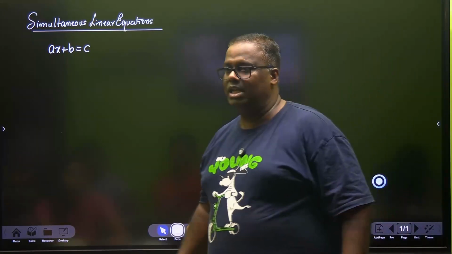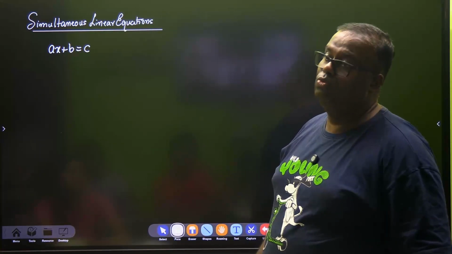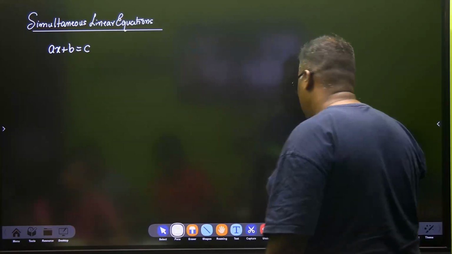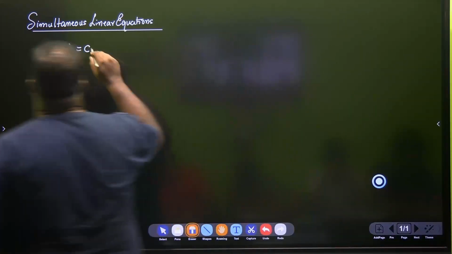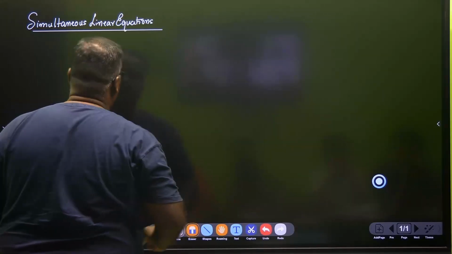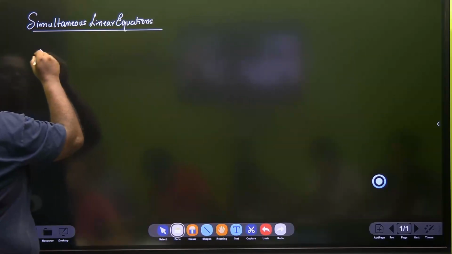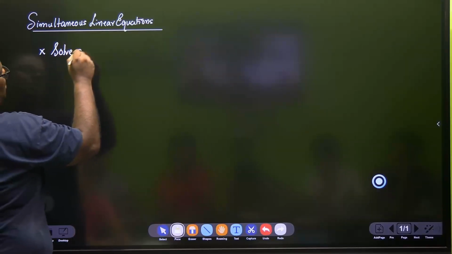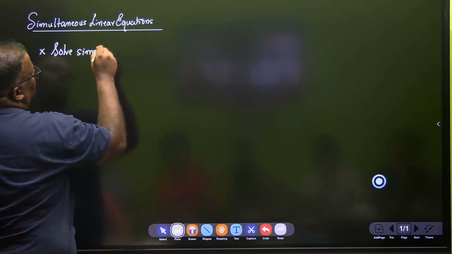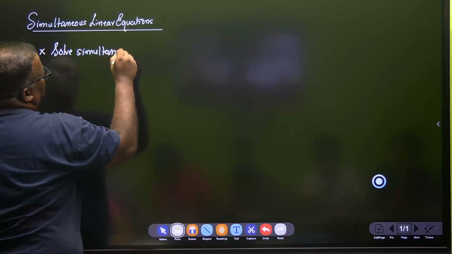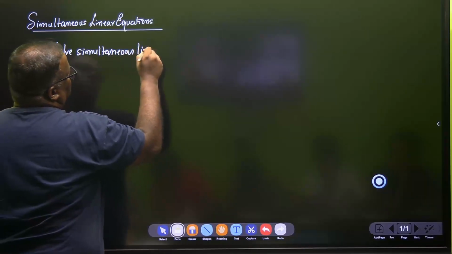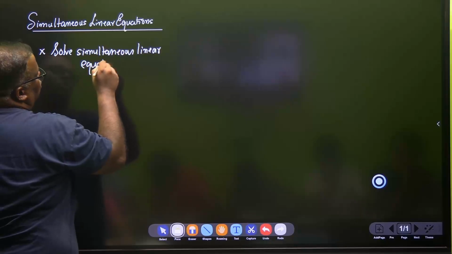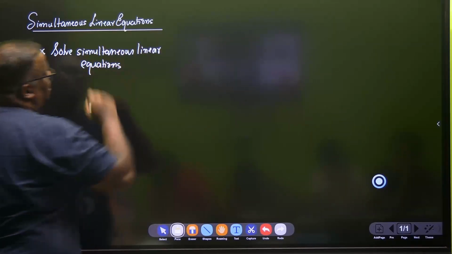Now in grade 10, we will have linear equations in two variables, which are also known as simultaneous linear equations, right? So I'm going to rub this, and let's see what all we will learn in this chapter. Basically our idea will be to solve simultaneous linear equations. Let us make our mind map first.